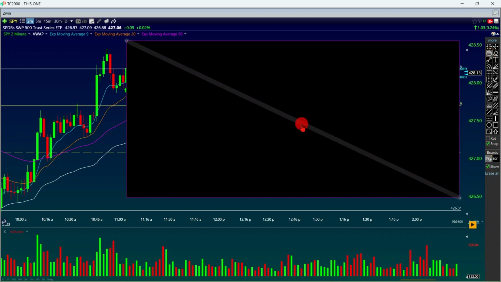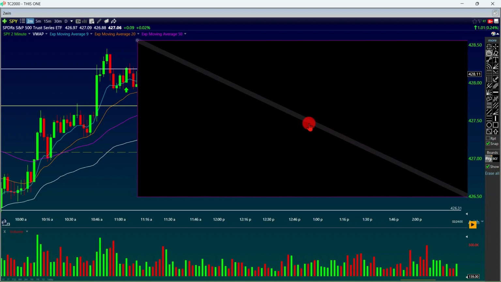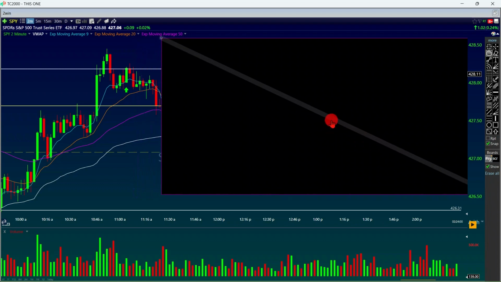So this was forming, and what I was looking for was this pullback into the 9 EMA, holding, approaching this upper resistance support line that I have drawn out, and I was looking to long it off of this. But as the rest of it started to form, I started to know in the back of my mind I should probably cut this and go short on it instead. But I didn't.